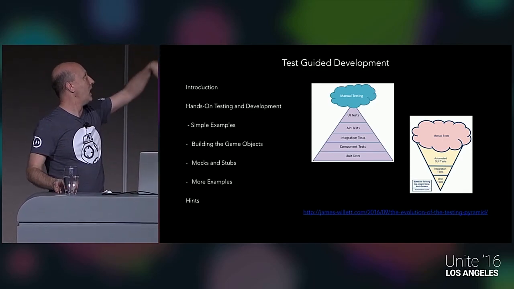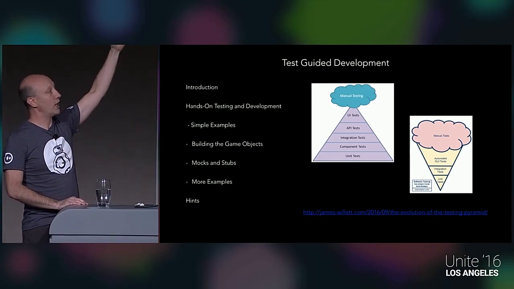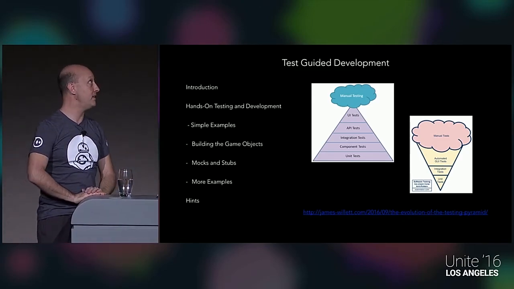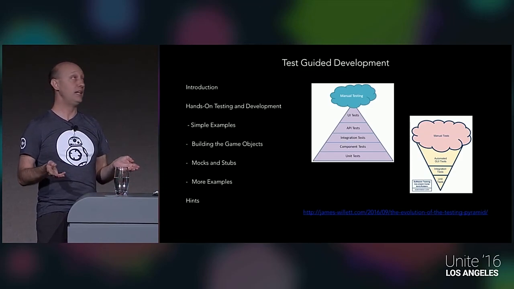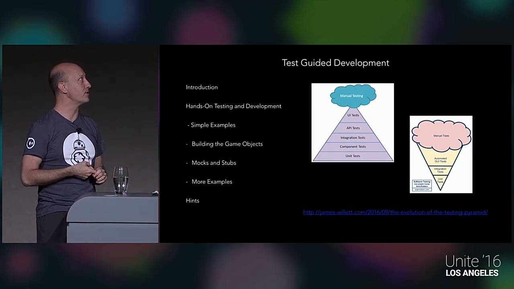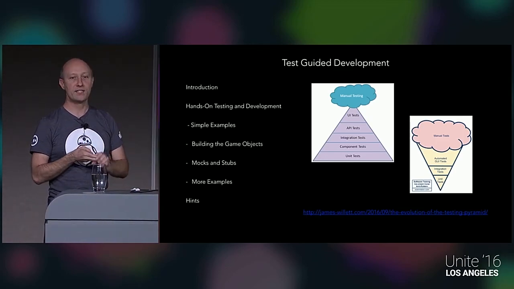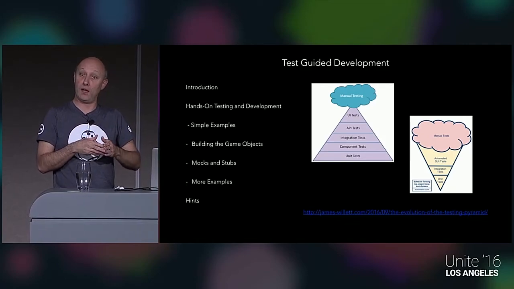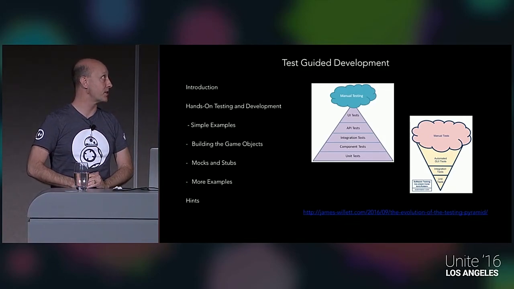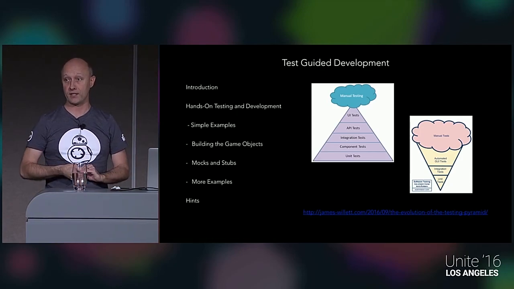All right. We have a list of topics here. I'll give a quick introduction to let you know what TDD is, and then we'll get on into some hands-on testing and development. We'll have some very, very simple examples. We're going to build out some game objects, talk a little bit about mocks and stubs, a few other more significant examples, and then I wrap up with a few hints on how you can get the most out of testing in Unity.